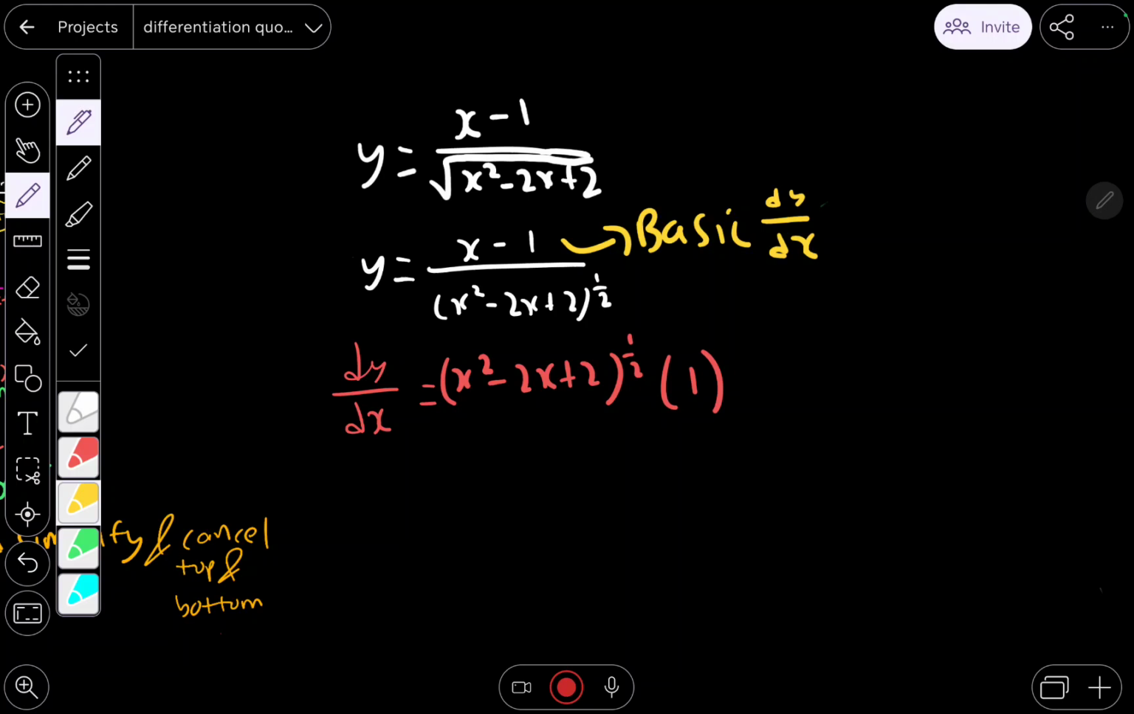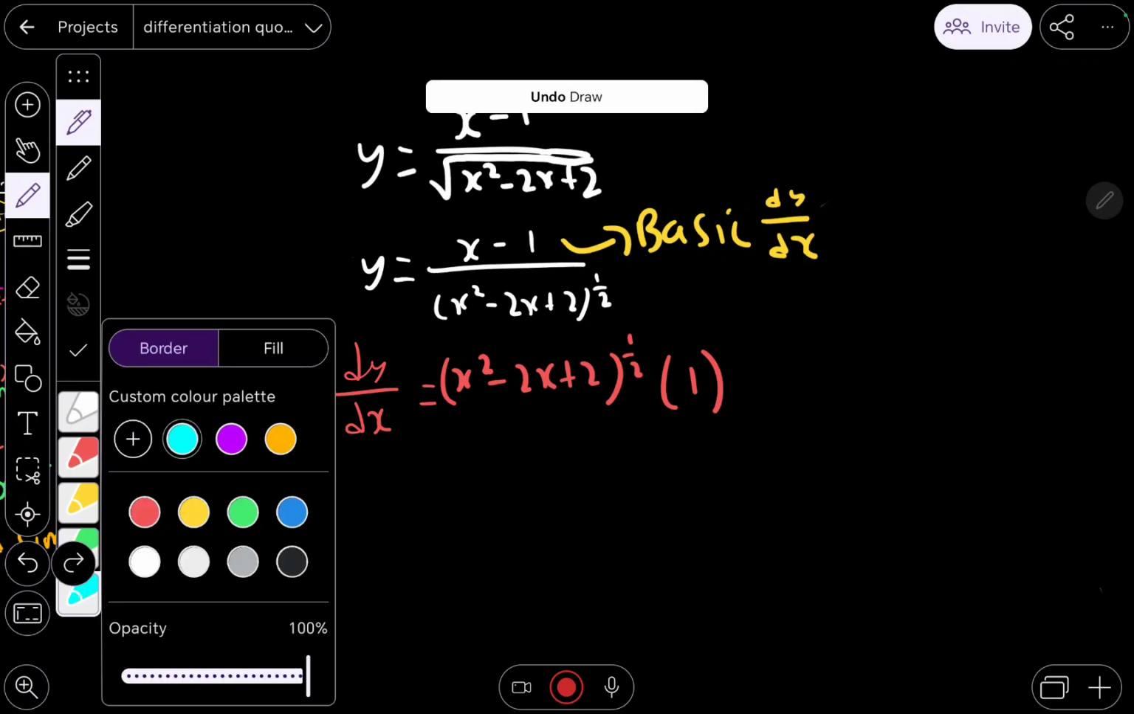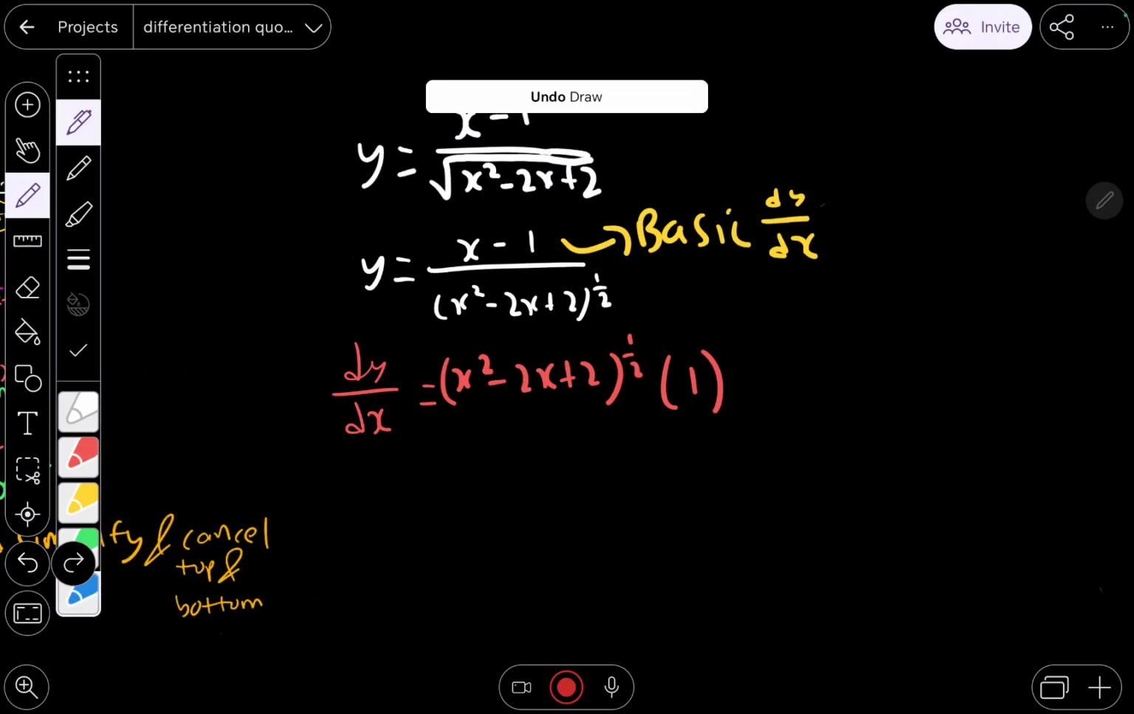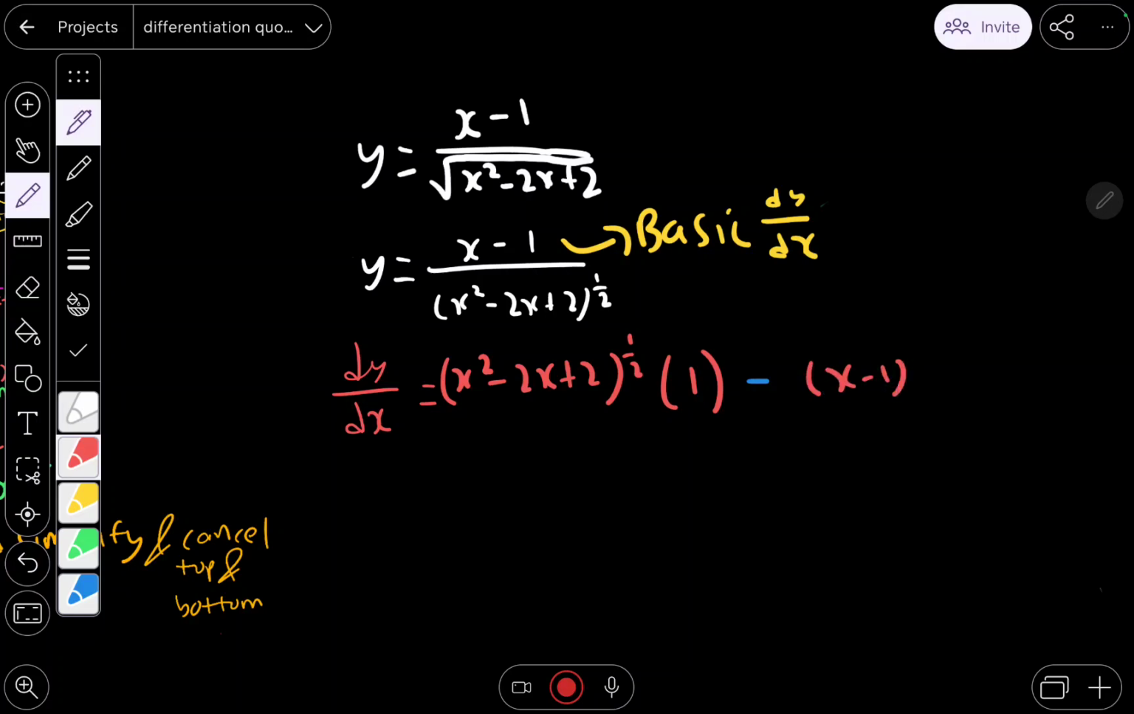Okay, so add a minus sign. So it will be minus. I think I wrote it in blue or something. Okay, minus. So copy the top. The top will be x minus 1. So now differentiate the bottom.